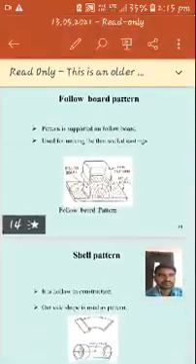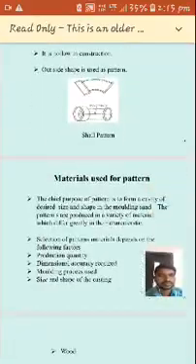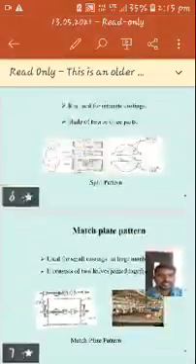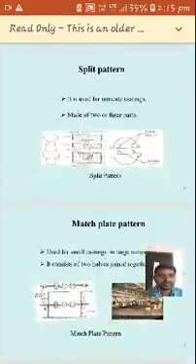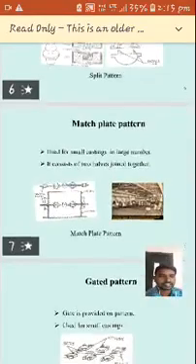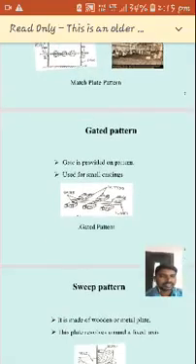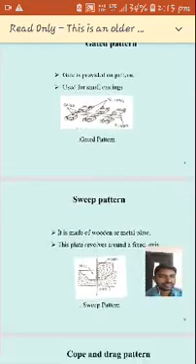So we'll see what the patterns are. Once again, solid pattern, split pattern, and match plate pattern are used for casting in large numbers. And gated pattern: the gate is provided directly on the pattern, so there is no need to cut the gate again and again. So it is used for small castings.